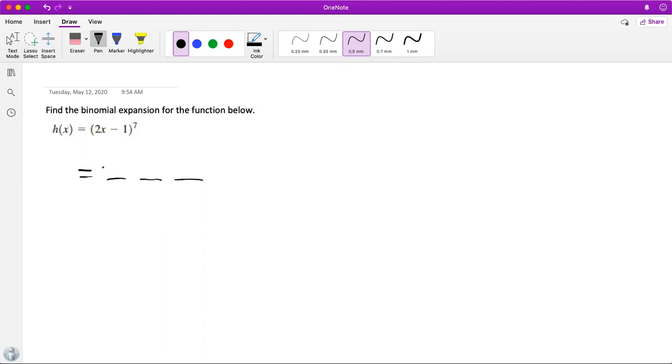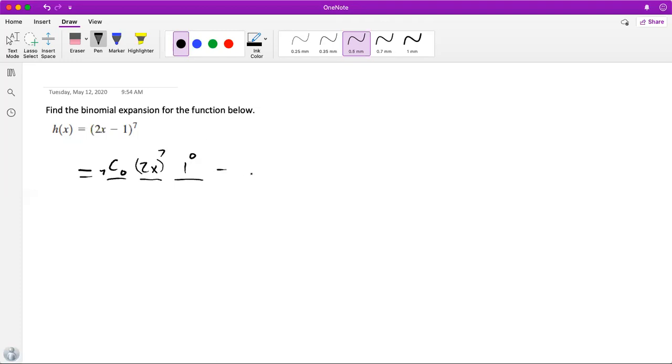So I know that these first numbers are going to be 7 choose and then another number, and it starts at 0 and goes all the way up to 7. So 7 choose 0, and then the first thing to the 7th power, and then the second thing to the 0th power. Conveniently for this one, these are all just going to be 1. It doesn't matter what power I raise it to, so I don't have to worry about that.